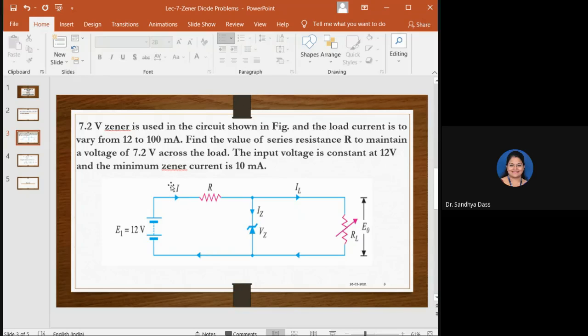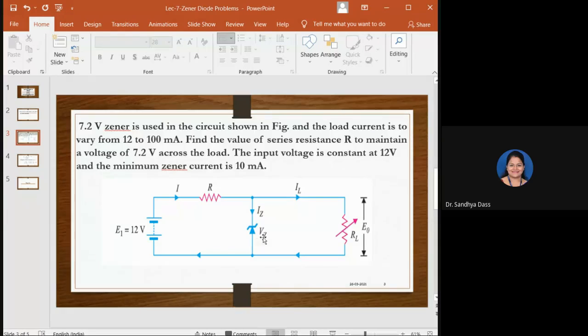Can we substitute I is equal to Iz plus IL? Is it possible? Yes. Okay, so substituting I is equal to Iz plus IL.